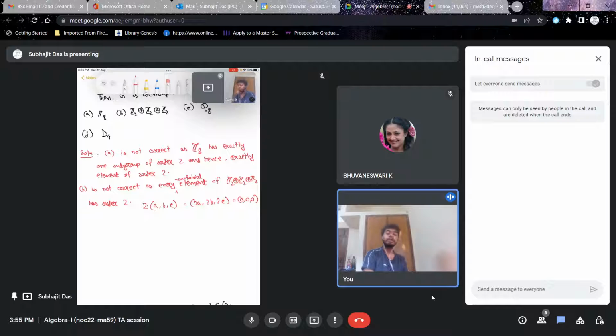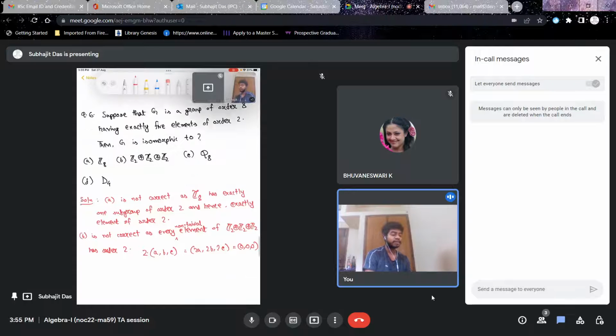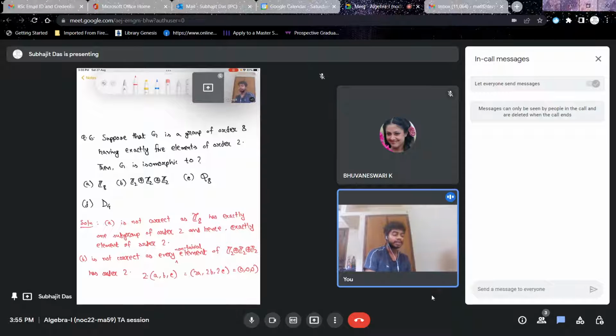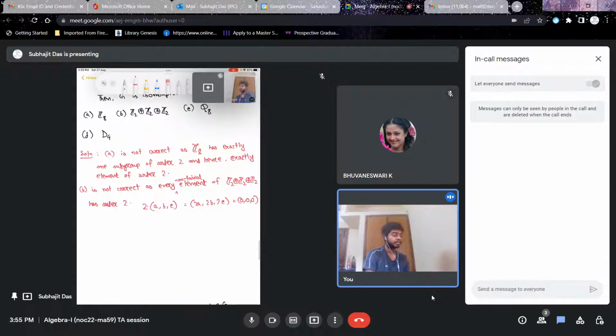Now how many non-trivial elements does this have? This group has 8 elements and exactly one identity element. So there are precisely 7 elements of order 2. But as we have mentioned in the problem, G must have exactly 5 elements of order 2. So this cannot be a correct answer.